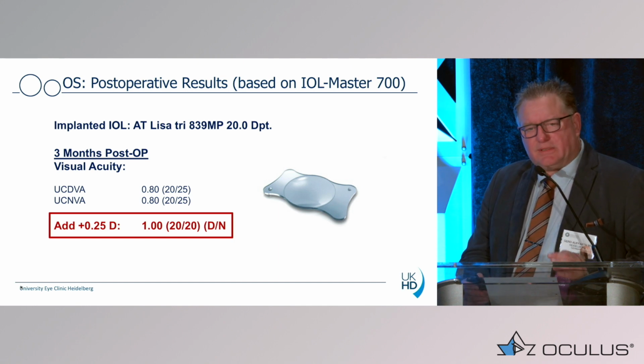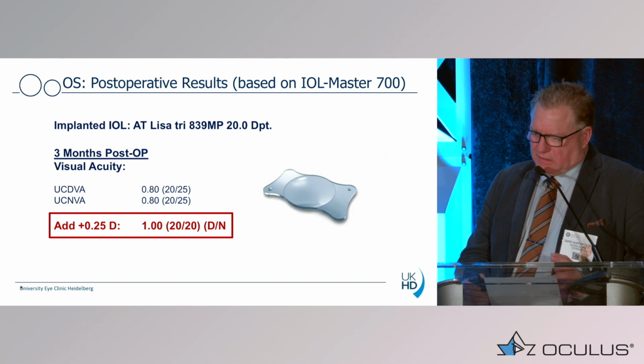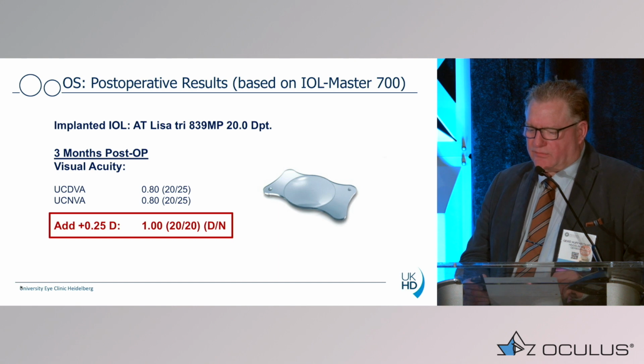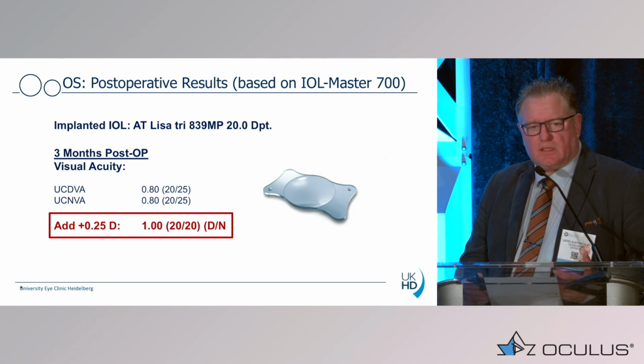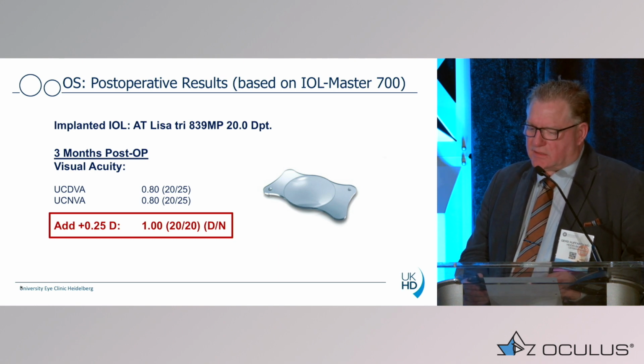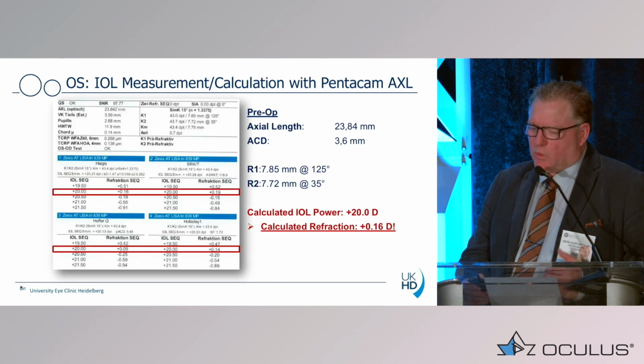The results after 3 months, when everything has settled down, when refraction came to its final end, here was 20/25 for distance and near. Well, this may look quite good, yeah, but he was 20/16 before, and as you can see, he needed 1/4 of a diopter to achieve 20/20. What would have happened if we looked at the Pentacam?